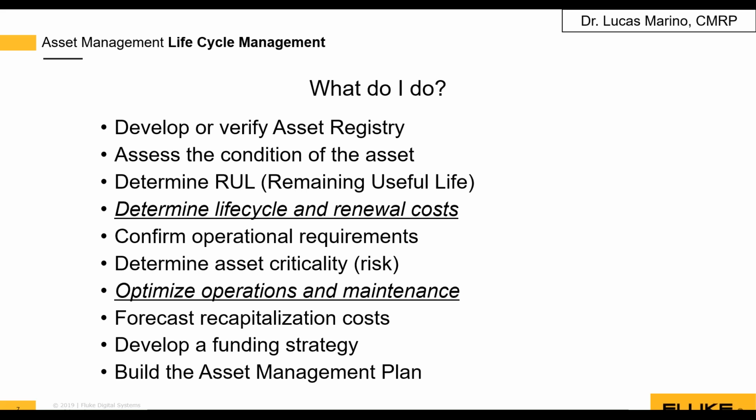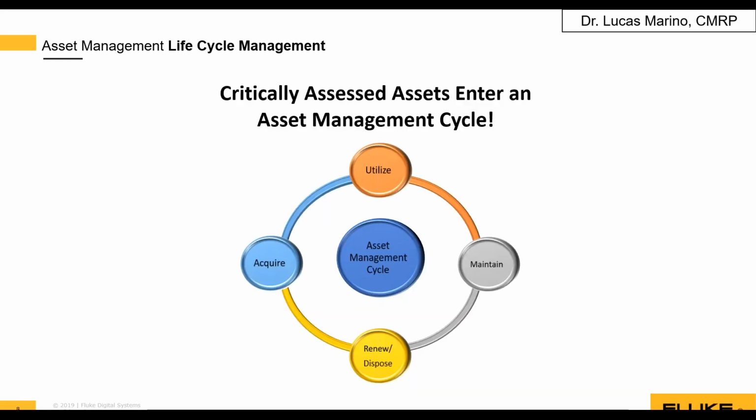Okay, and as we confirm the operational requirements across the life cycle, and we constantly adjust asset criticality, we get to this point where we're going to be trying to optimize operations and maintenance through those efficiencies and effectiveness that I had mentioned in the opening. From there, we can start forecasting our capital costs based on those optimization strategies, and then we can hand that ball over to the business side of the organization and manage our funding strategy in relation to our asset management plan. So this is kind of what all those things are happening within this critically assessed asset life cycle, right?